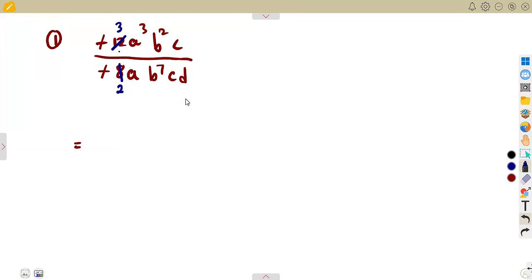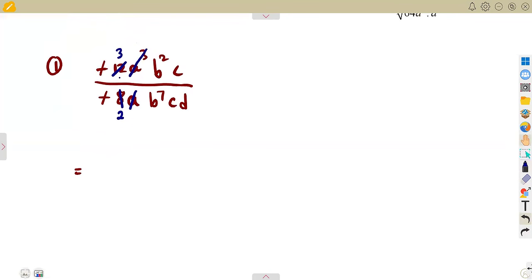Okay, let's move on to the a. Like I was saying, there are 3 a's here. Here there's only 1 a. So if I divide this 1 a into these a's, which are 3, how many will remain? If they are 3 and I just divide by 1, we are going to remain with 2 a's there.